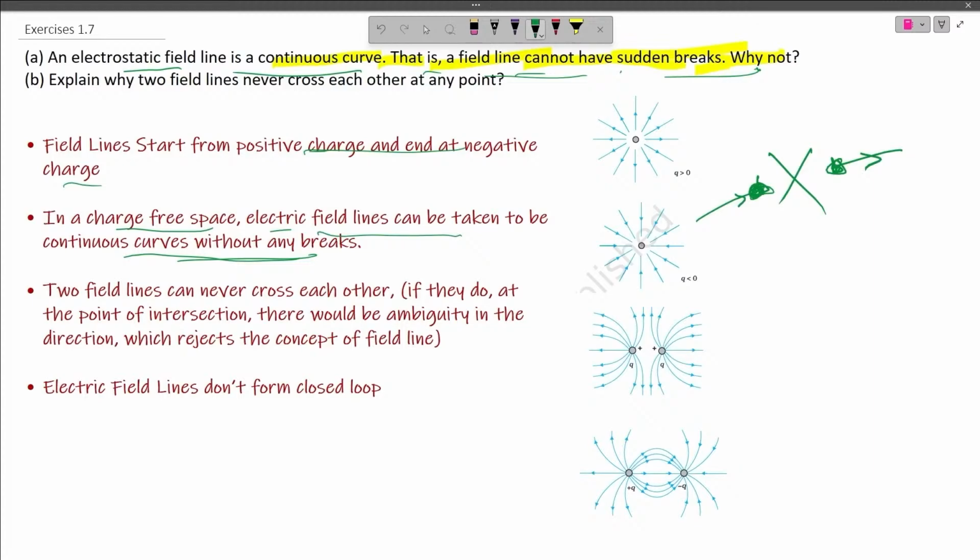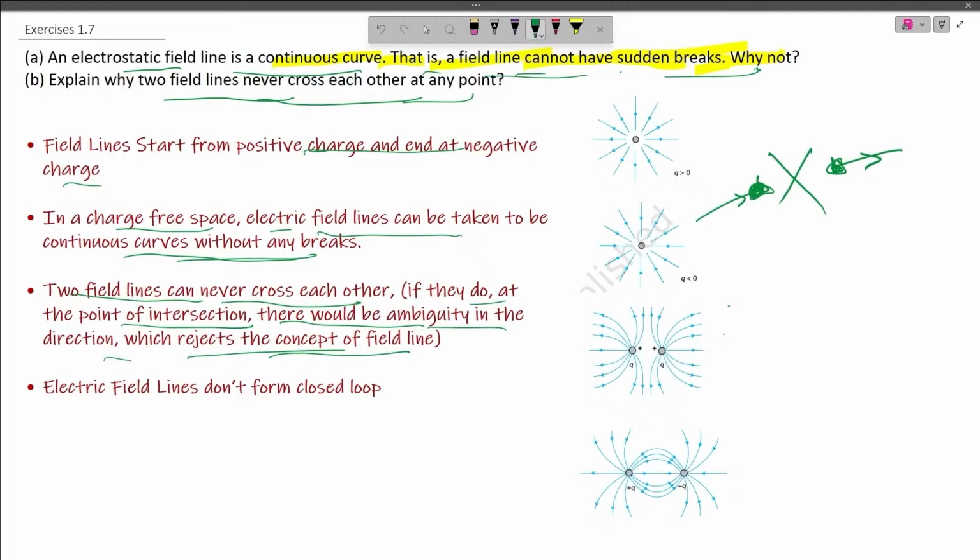Now the second question said, explain why two field lines never cross each other at any point. Now the third property of field lines says that two field lines can never cross each other. If they do, at the point of intersection, there would be ambiguity in the direction, which rejects the concept of field line. We know that each electric field line has a definite direction.